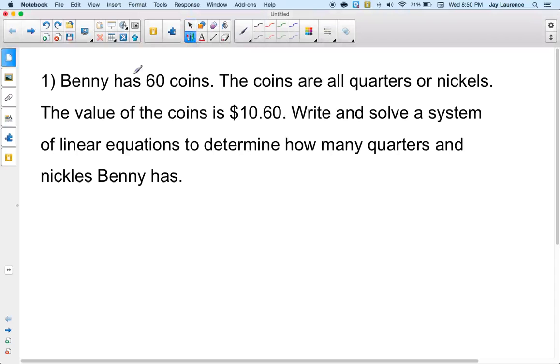All right, Benny has 60 coins. The coins are all nickels or quarters. The value of the coins is $10.60. Write and solve a system of linear equations to determine how many quarters and nickels Benny has.